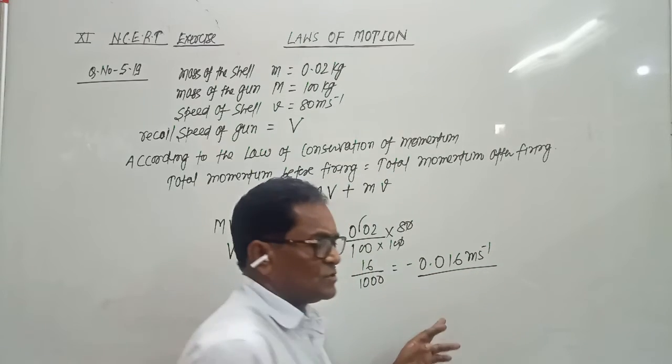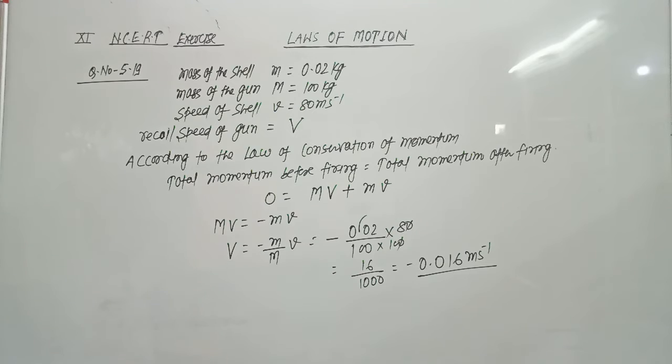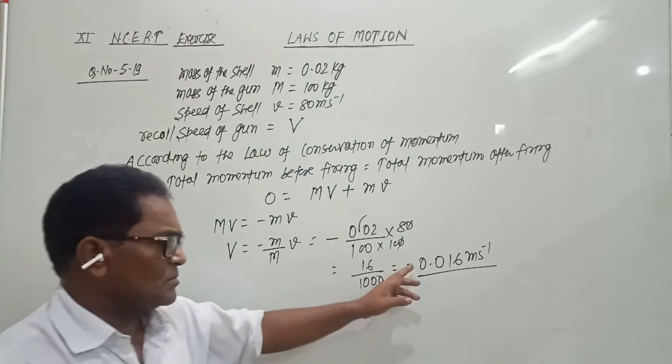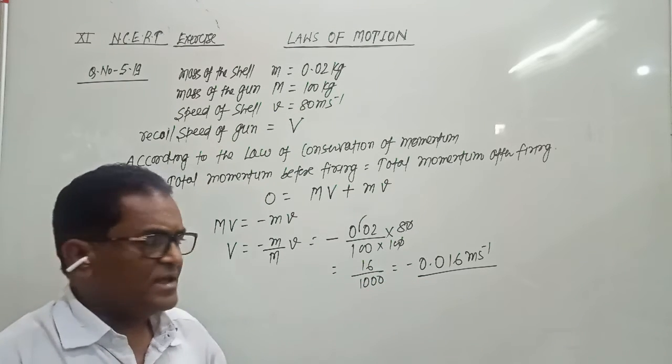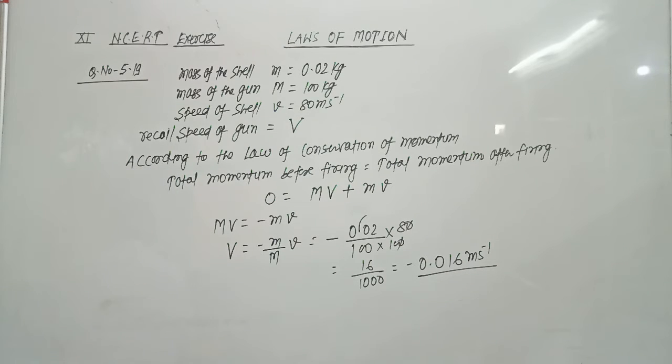Minus 0.016 meter per second. The minus sign shows the recoil, as the gun exerts a force in backward direction. So the recoil speed is 0.016 meter per second.